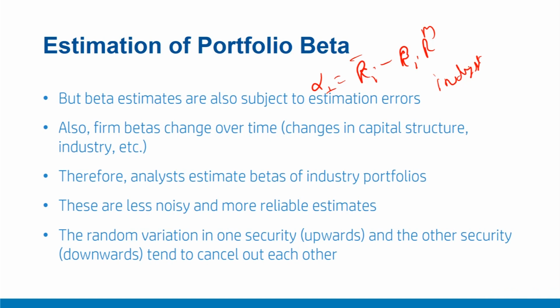This happens because the randomness that is specific to a security averages out in the portfolios. For example, there may be some random variation that is upward in one security and downward in the other. Overall, this effect is cancelled out, and therefore historical betas of portfolios are often employed for future prediction of security betas.